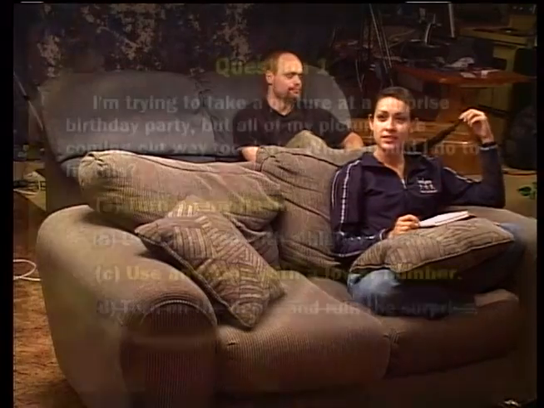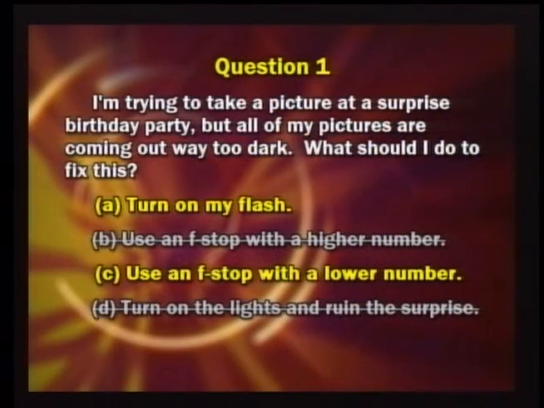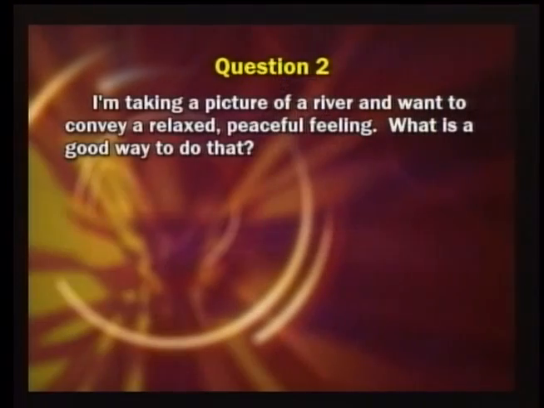Okay. Like I said, there are multiple answers. The correct answers here are A and C. A, turn on my flash, and C, use an f-stop with a lower number. Turning on the flash will provide more light into the room, so you'll be able to get the picture you want. And using an f-stop with a lower number will give you a larger aperture, letting more light into the camera. Everybody follow?